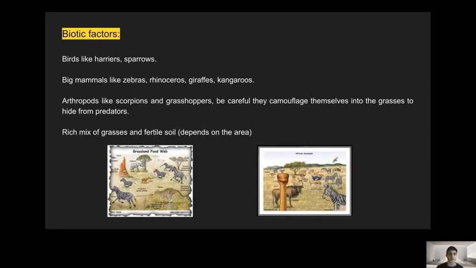Biotic factors. There are birds, hares, sparrows, big mammals like zebras, giraffes, kangaroos, arthropods like scorpions and grasshoppers. Here, they camouflage themselves in the grasses to hide from predators. So they are kind of smart. That's a big point of them.